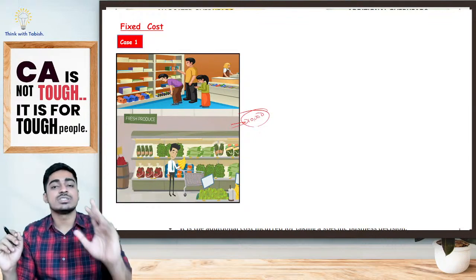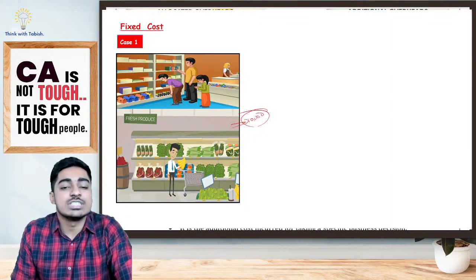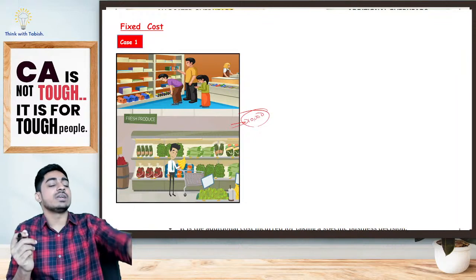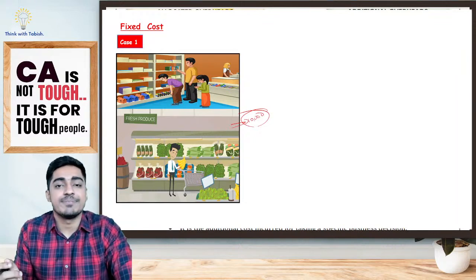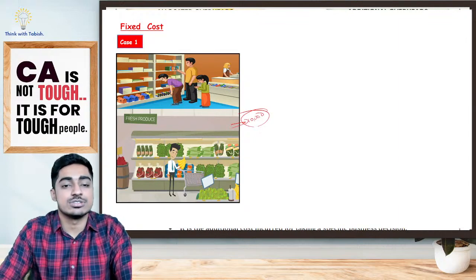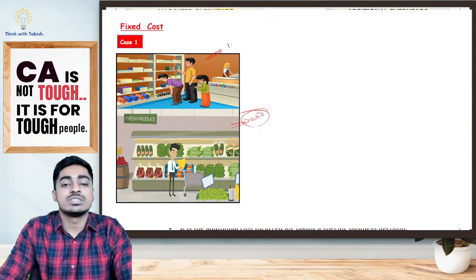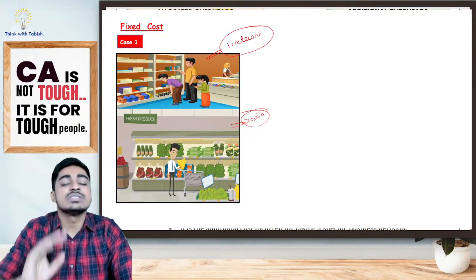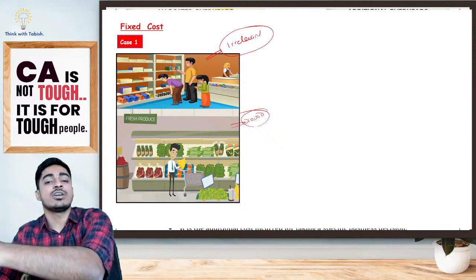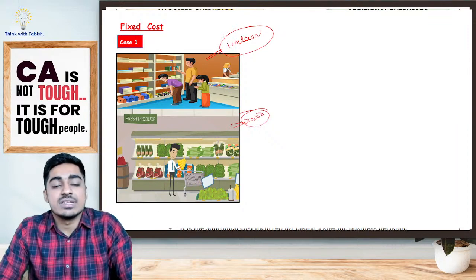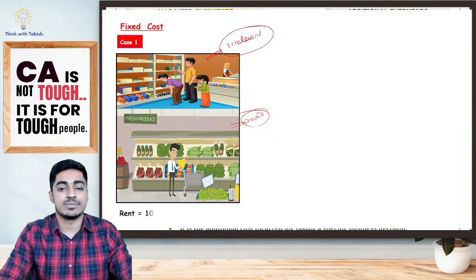For stationery, the cost is 5,000. For vegetables, the cost is 5,000. But overall, before also I was paying 10,000 only. Now also I'm paying 10,000 only. I'm just allocating, just trying to absorb my fixed cost. So here the cost is irrelevant. We are planning to see whether to start stationery or not. This cost is irrelevant, because if we start stationery, we have to pay 10,000 rent, and if we don't start, we still have to pay 10,000 rent. So it is irrelevant for the decision.